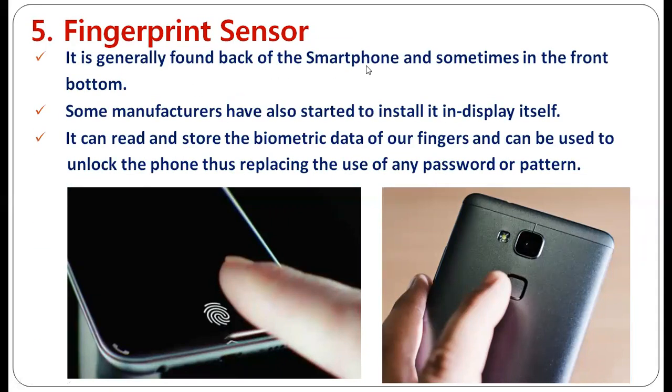It is generally found at the back of the smartphone, or sometimes at the front bottom. Some manufacturers have also started to install it in the display itself. It can read and store the biometric data of our fingers and can be used to unlock the phone, thus replacing the use of any password or pattern. So compared to the password or pattern unlocking method, fingerprint unlocking is the best method.